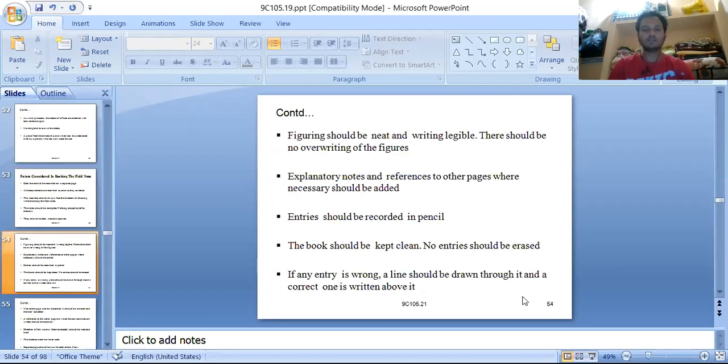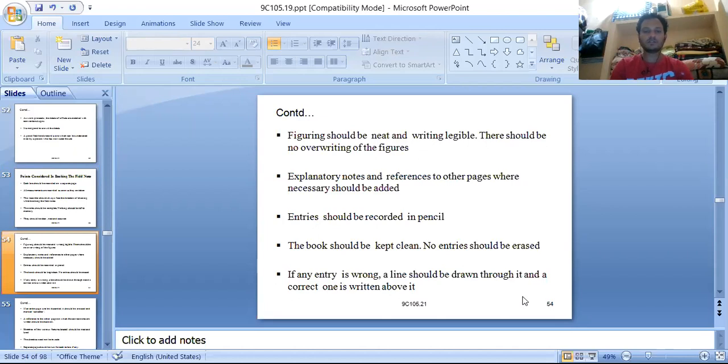Figuring should be neat and writing legible. There should be no overwriting of the figures. We may come across many books where overwriting is done. In most cases, overwriting is not accepted. Therefore, there should not be any overwriting. If something has to be changed, then we have to draw a round circle over that reading and write the new one on the top. Again, we have to sign at that place.